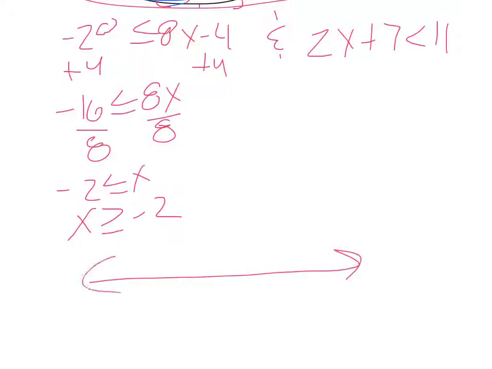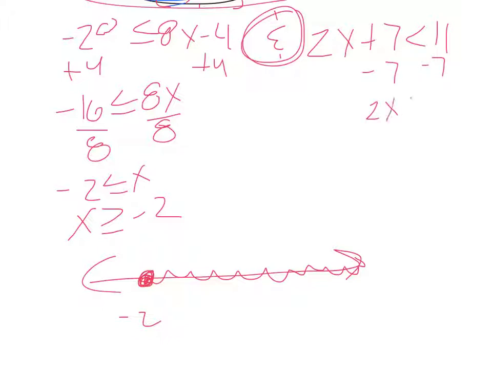So two ways of saying the same thing. X is greater than or equal to negative 2. Solid dot at negative 2, shading to the right. Once again, because we have an and, we're looking for the overlap between these two graphs. That's going to be our solution set. So here, subtract 7. 2x is less than or equal to 4. Divide by 2 and divide by 2. X is less than or equal to 2. Okay, so x is less than or equal to 2.